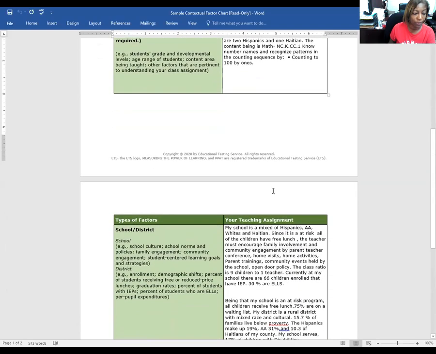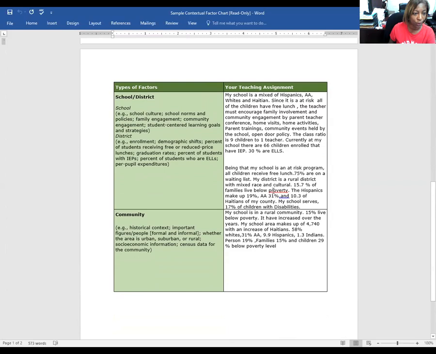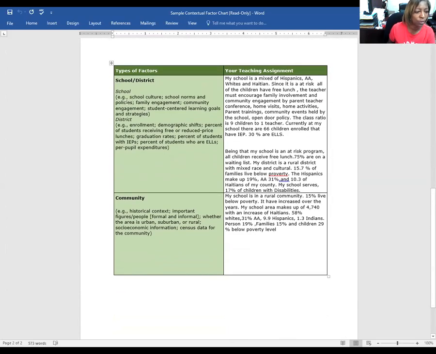Then we have the school and the district factors. For the school, you can list the school culture, school norms and policies, family engagement, community engagement, student-centered learning goals and strategies. And this is the information that you can provide as it relates to the district. How many students are enrolled in the entire district? What are the demographic shifts, minority, majority, percent of students receiving free and reduced lunch, graduation rates, attendance rates? Are there any IEPs and ELL students?